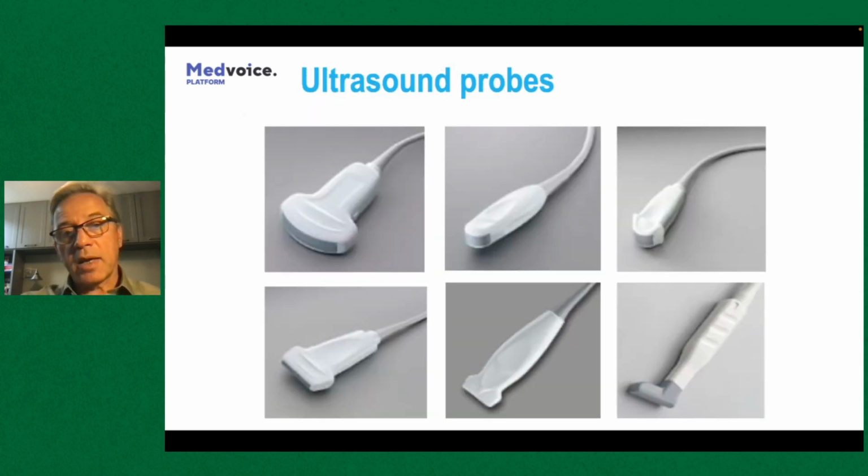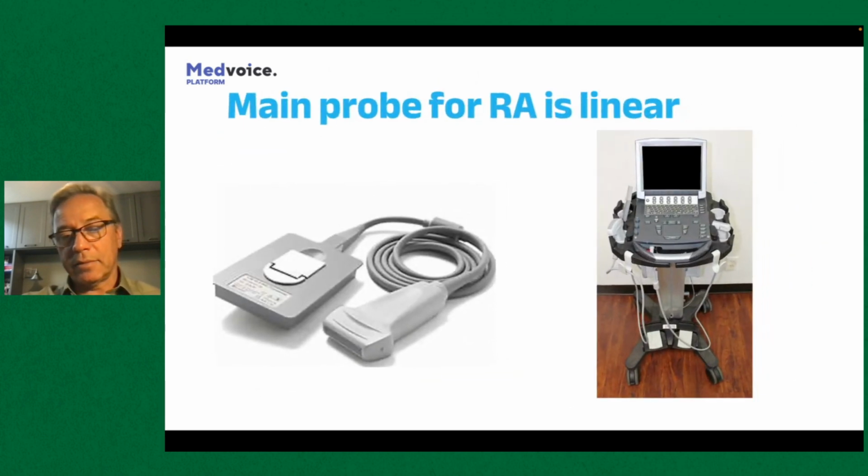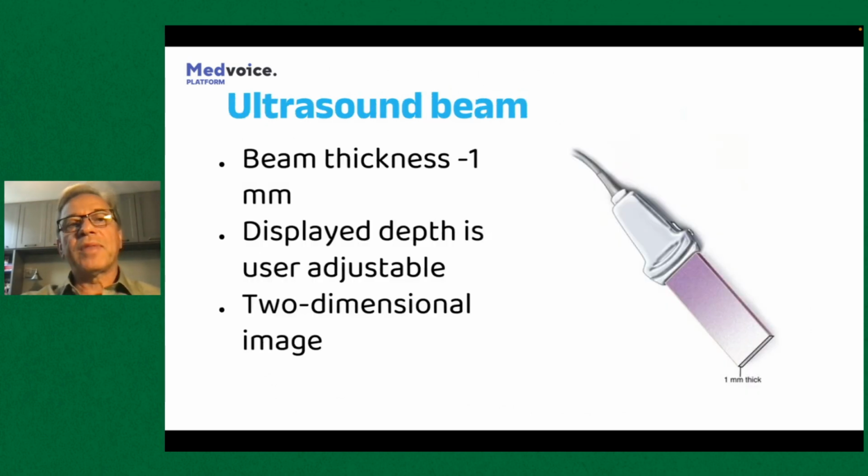There are many different ultrasound probes available, as you can see on the screen, but for regional anesthesia the main probe is linear. So use a linear probe for the majority of your blocks, unless they're deep blocks like lumbar plexus block. And remember that the beam is very, very thin. It's only 1 millimeter thick. And it's a two-dimensional image. What you see on the screen is two-dimensional, like in a book.